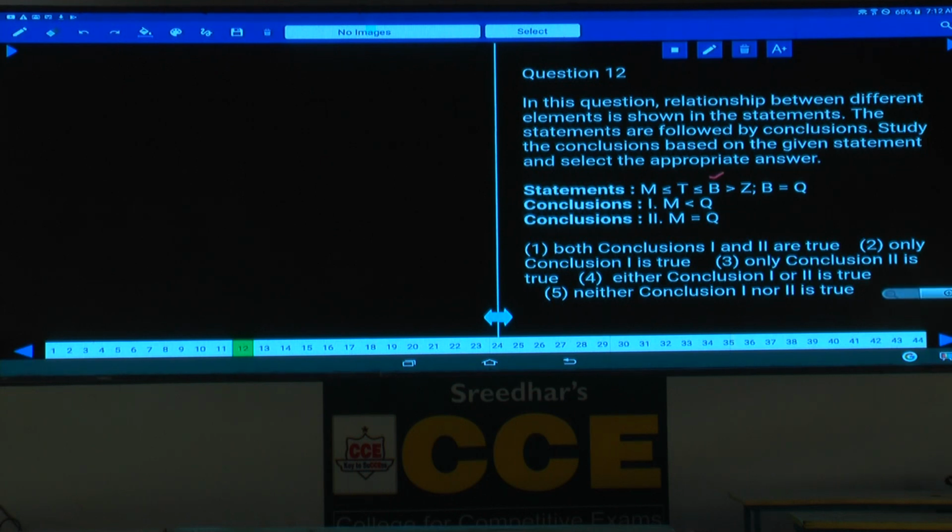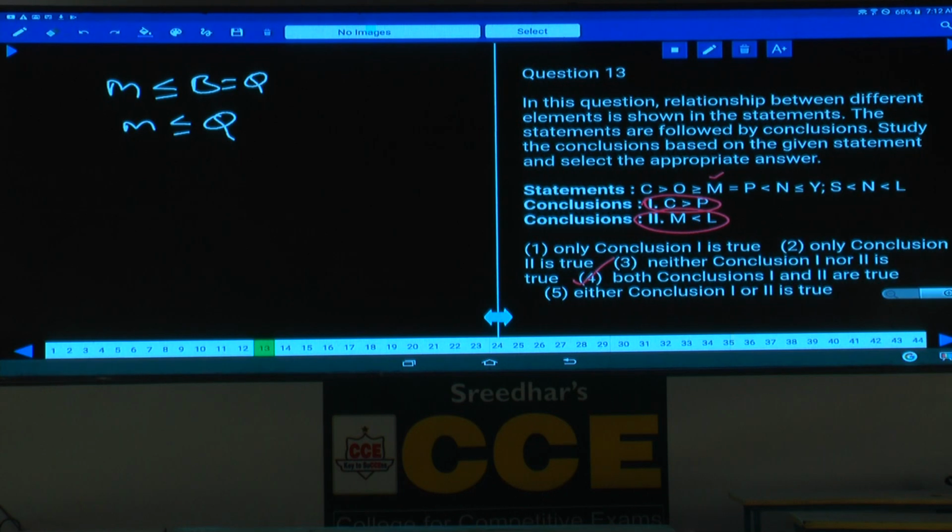M is lesser than or equal to B, and B is equal to Q. That means M is lesser than or equal to Q. As M is lesser than or equal to Q, M is either lesser or equal, either 1 or 2. That is choice 4. Question number 12, choice 4 is the answer.